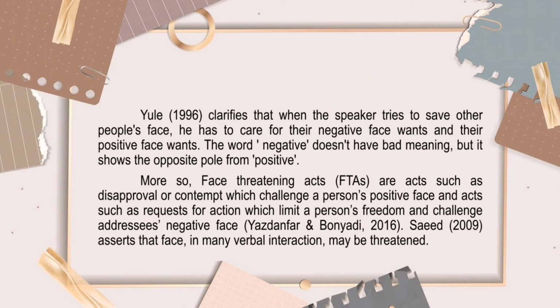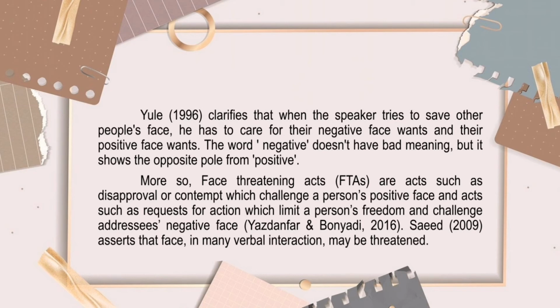Said 2009 asserts that face in many verbal interactions may be threatened. Threatening negative face, which represents damaging participants' autonomy, involves orders, requests, suggestions, and advice. Threatening positive face, which decreases an individual's self and social esteem, involves expressions of disapproval, disagreements, accusations, and interruptions. Anyhow, by using expressions of apology and confession, speakers may threaten their own face.